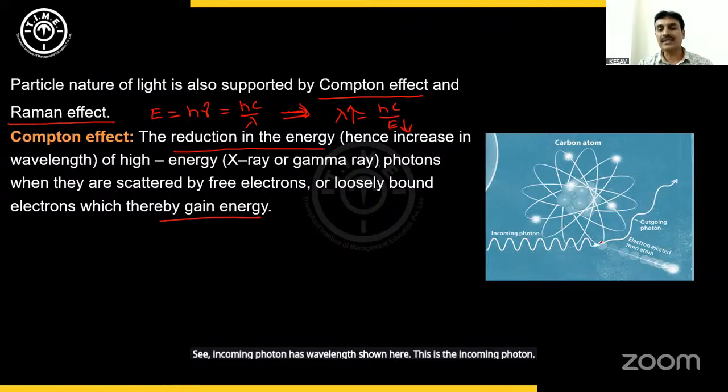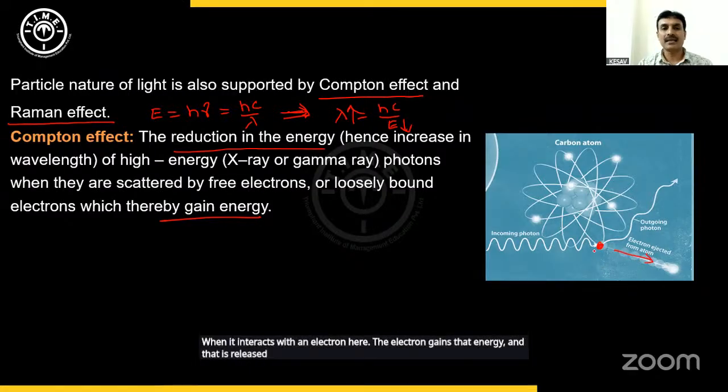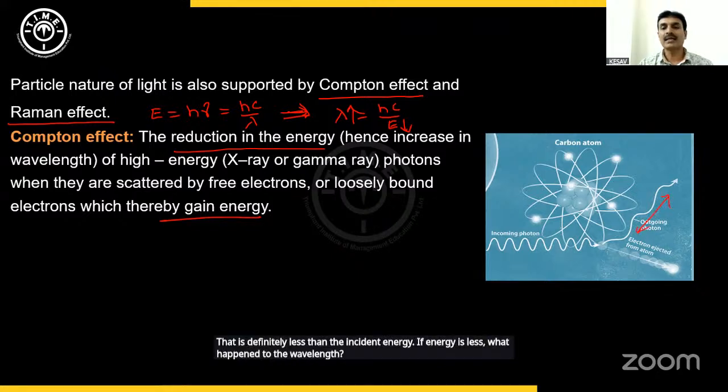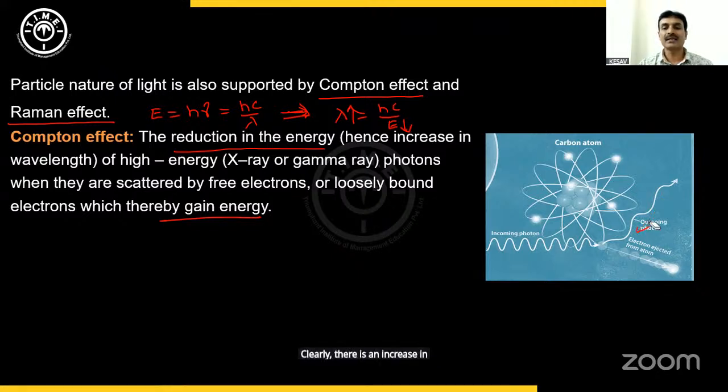When it interacts with an electron here, the electron gains that energy and is released from that atom or from that metal surface. Then if any energy is left over, that is definitely less than the incident energy. If energy is less, what happened to the wavelength? Clearly there is an increase in wavelength, right? So this is called Compton effect.